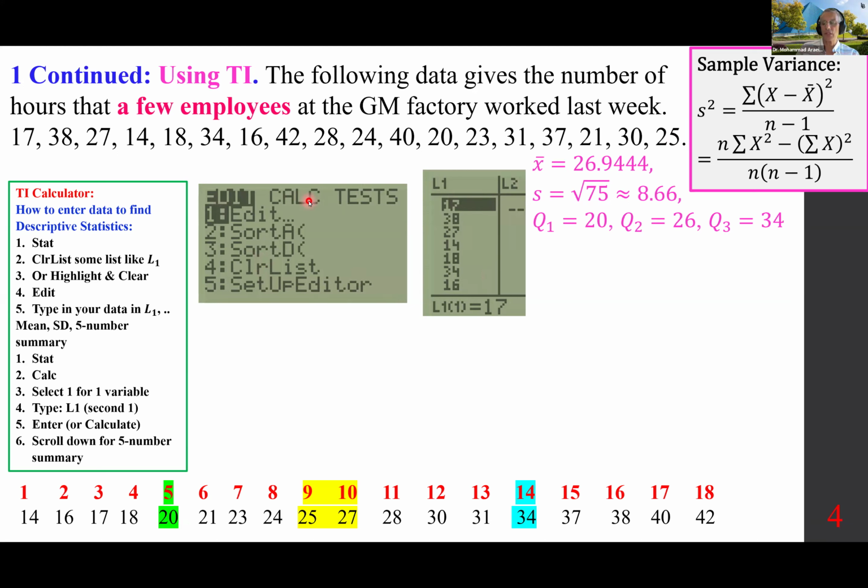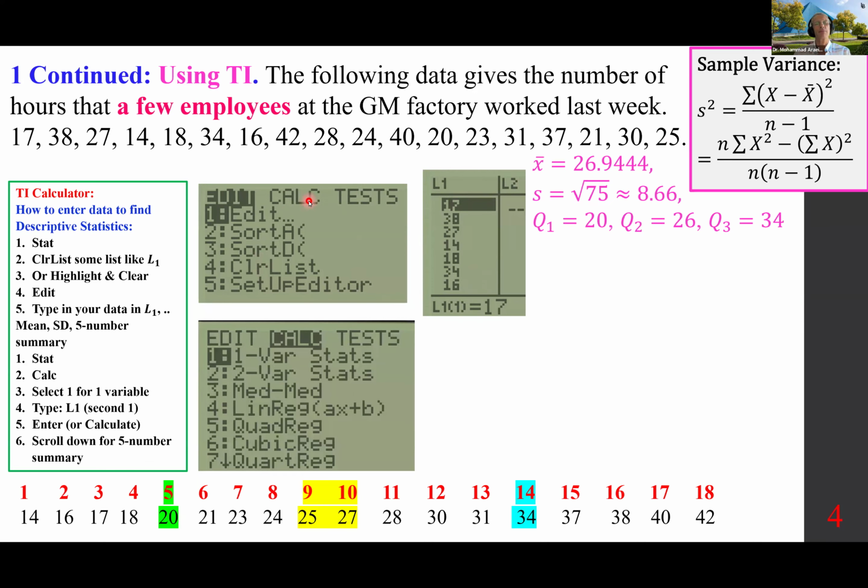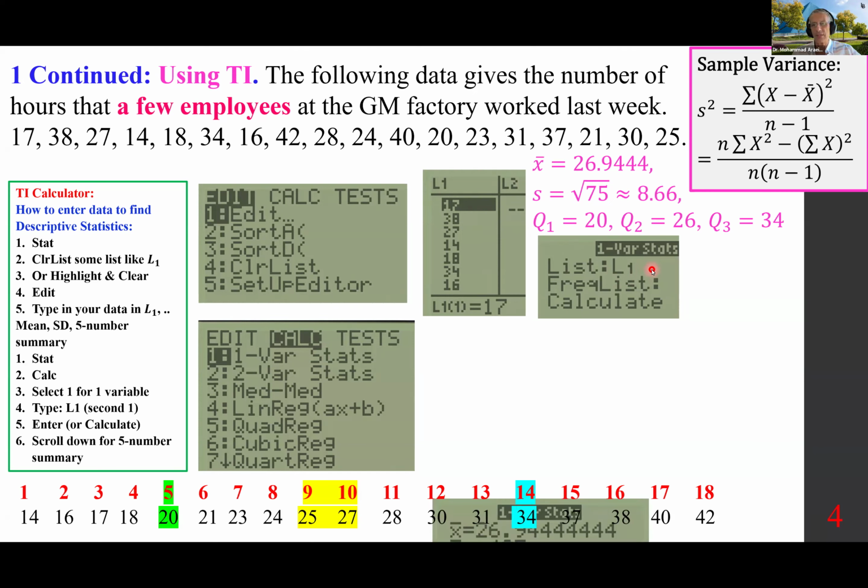Then we move to calculation. The first one is one variable stats, so on and so forth. We choose the first one, and when we choose it, it gives us L1. Normally we use L1. There are normally 3 or 4 lists. So L1 comes automatically, so you don't have to do anything, just press enter.